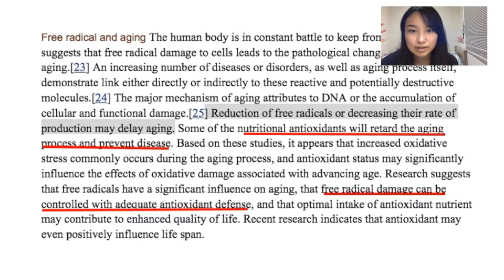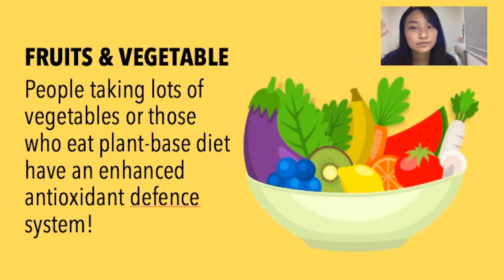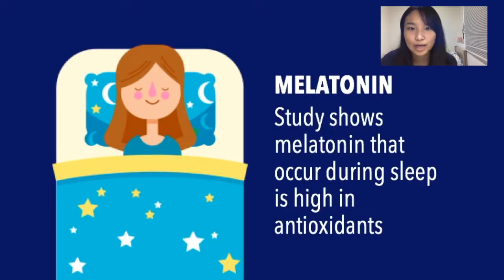And so here I'd like to point out two antioxidants that we can consume very easily. First one, of course, is to eat a lot of vegetables and fruit. They can enhance our antioxidant defense system in our body. Secondly, is to sleep well, since studies show that the melatonin that occurs during sleep is high in antioxidants.